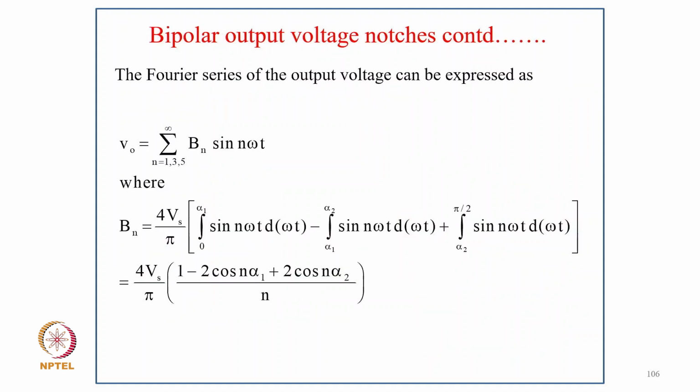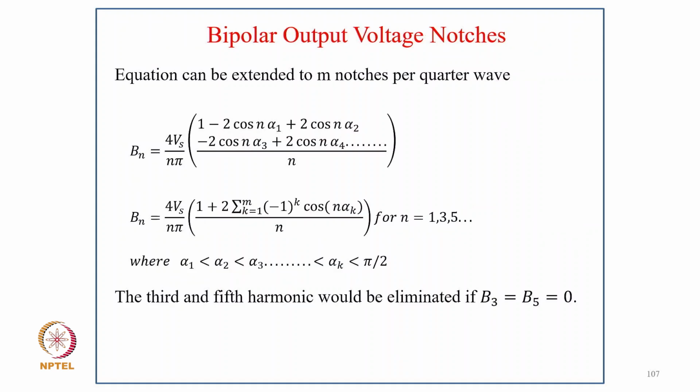Now the Fourier series of the output voltage can be expressed as v = sum over n = 1, 3, 5 to infinity of Bn sin nωt, where Bn = (Vs/π)[∫ from 0 to α1 sin nωt d(ωt) − ∫ from α1 to α2 sin nωt d(ωt) + ∫ from α2 to π/2 sin nωt d(ωt)], which is equal to (4Vs/nπ)[1 − 2cos nα1 + 2cos nα2].